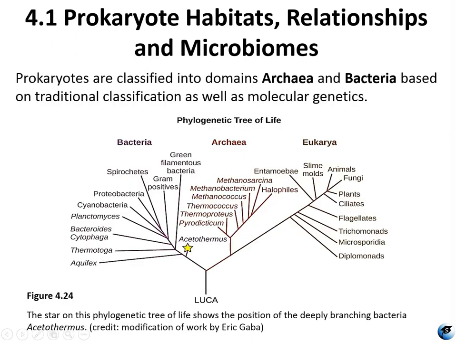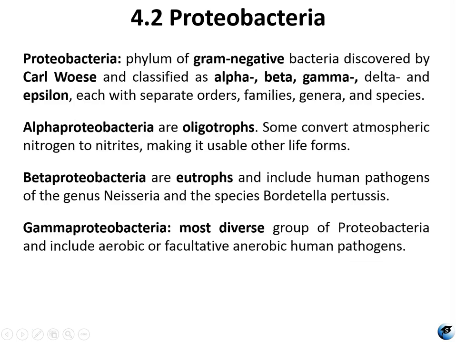Prokaryotes are classified into domains Archaea and Bacteria. Microorganisms are found in all three domains, but prokaryotes inhabit the domains Bacteria and Archaea. And of course, Eukarya is where eukaryotes live, and Eukarya is also where plants and animals, including ourselves, live.